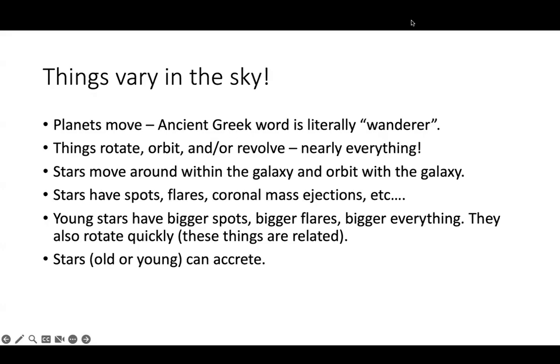So things vary in the sky. A lot of people don't necessarily appreciate that, but of course the word planet comes from the ancient Greek word that means wanderer. So things are rotating, orbiting, and revolving. There's lots of things that change. Stars move around within the galaxy and they orbit the galaxy. Stars themselves have spots and flares and coronal mass ejections, just like the sun does. And the young stars that I like to study have even bigger spots than the sun does, bigger flares, bigger everything, and they rotate very quickly.